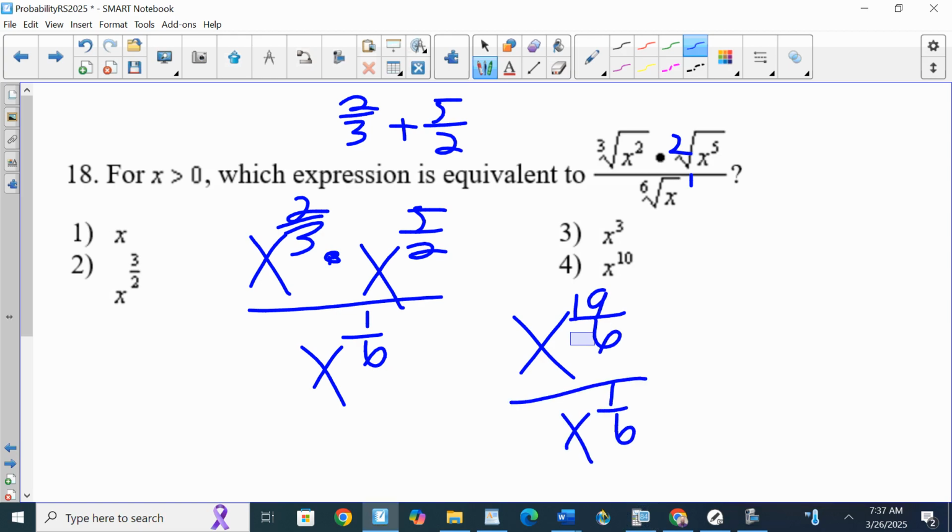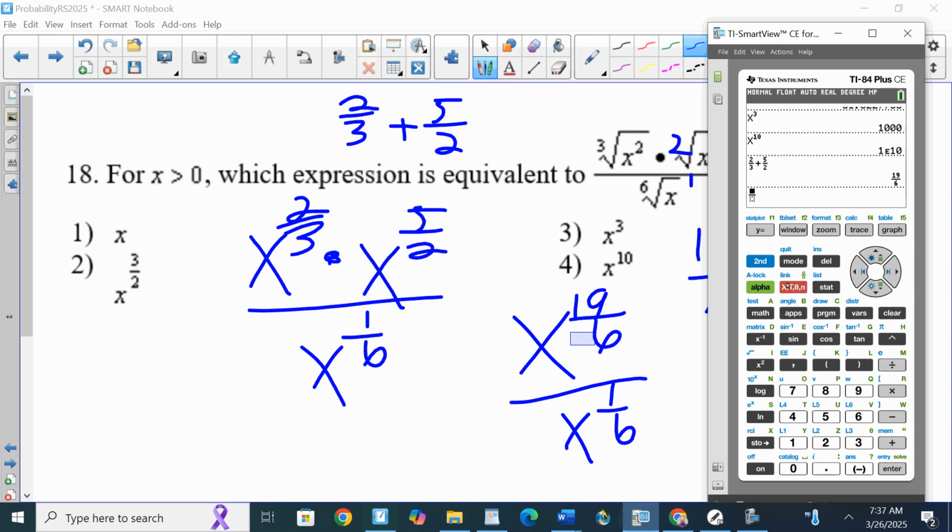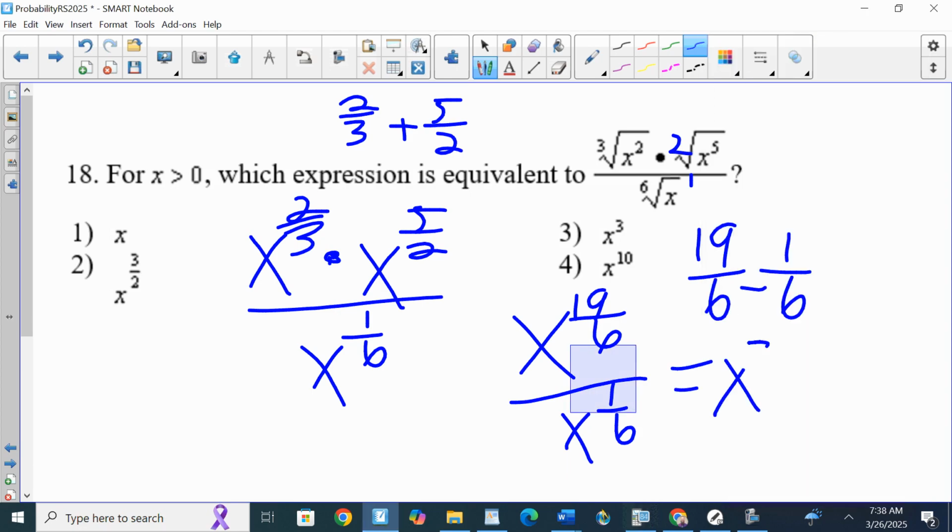D, divide. Yes, I see division. When I'm dividing, I subtract my exponents. 19/6 minus 1/6 is 3. So my answer is x to the third. Again, I would just use multiple choice strategy, but we've talked about this open response. If it's open response, you definitely need to be able to do what we just did.